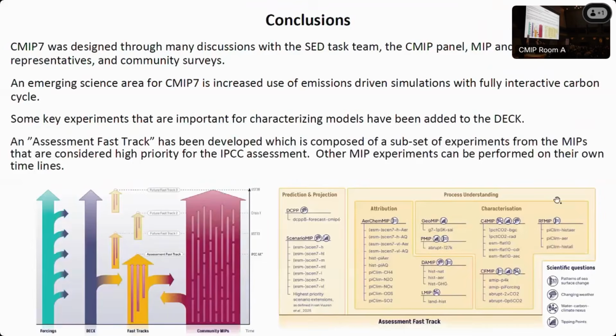So to conclude, CMIP7 was designed through many discussions with the task team, the CMIP panel, the MIP and the Modeling Center representatives, and community surveys. An emerging science area for CMIP7 is increased use of emissions-driven simulations, as we'd already heard. And some of the key experiments that are important for characterizing models have moved into the DECK, and we now have this assessment fast track that is composed of this subset of experiments from the MIPs that are considered high priority for the IPCC assessment. And then, of course, the other experiments from the MIPs can be done on their own timeline. So thanks for your time, and happy to take any questions.